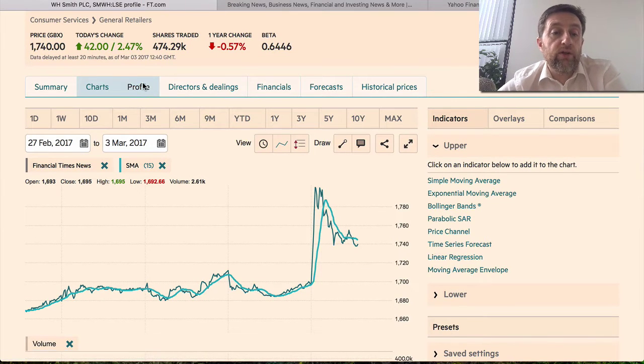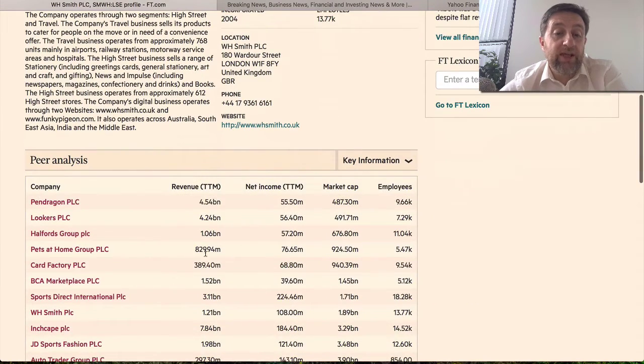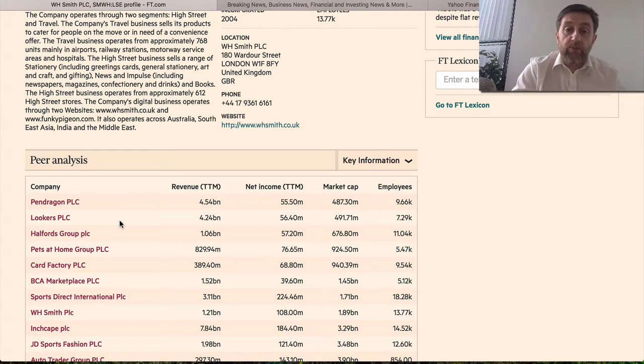We can click on the profile of the company. It gives you a little bit of information about the company. It tells you who the peers are. So if you're doing any type of comparative analysis of this company, going to ft.com will tell you who other companies in the same industry as the company you're looking at should be, and that then allows you to really focus down on how you compare the company you're doing the analysis on with other companies.